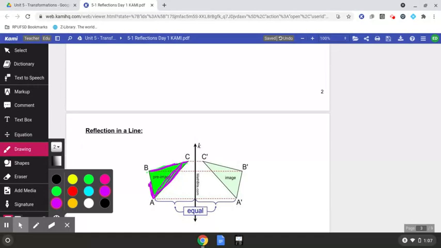Right, this is my pre-image. And what's important to realize is that the distance from line K that we're reflecting over, because my new image is on the right side, this distance from C to C prime from K is equal. These are equal distances. If it was on a grid, I could count boxes and they should equal each other. Same thing would go for B to B prime. The amount of boxes I would count would be equivalent.